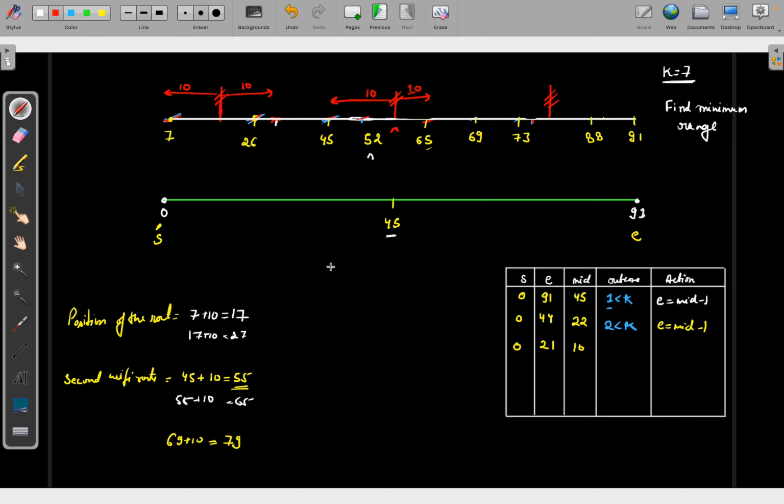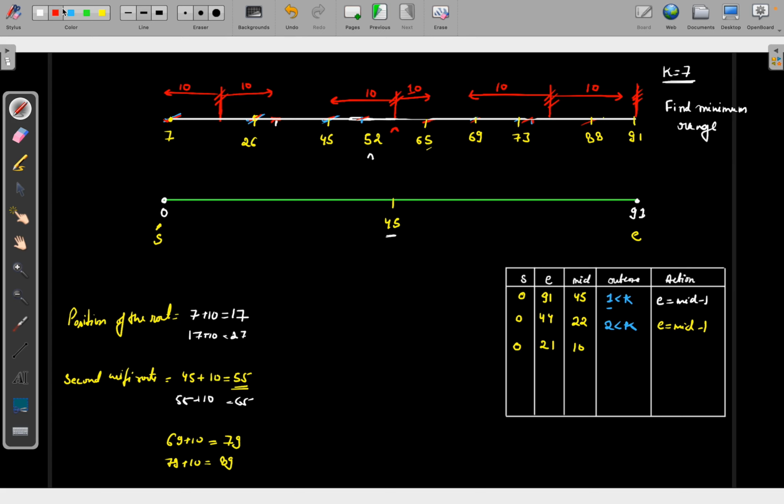So if I do 79 minus 10, I will get 69, right? And 79 plus 10, I will get 89, right? So this house is also covered, this house is covered, this house, but this house is not covered, the last house, 91, right? So one more Wi-Fi router will be required for this one, right? And can I locate it here only, so that they will get enough Wi-Fi supply?